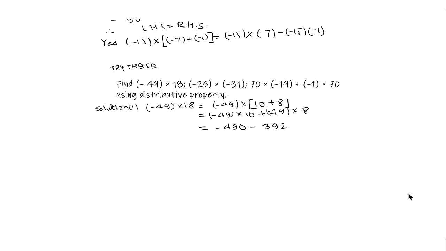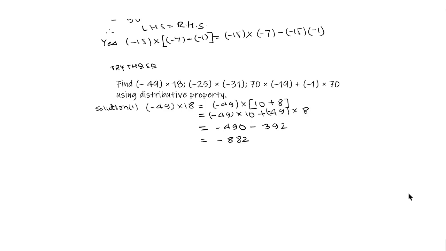We carry 7 and 8 times 4 is 32 plus 7 is 39. And minus 490 minus 392 gives us minus 882. So we have solved this question using the distributive property of multiplication.